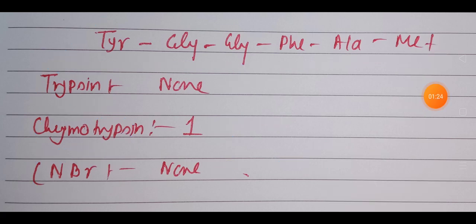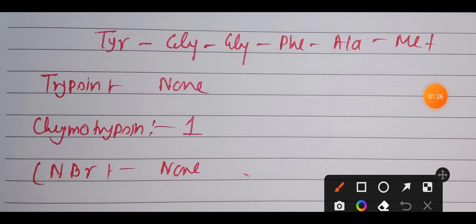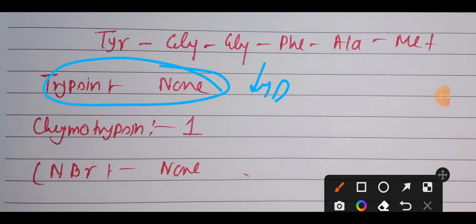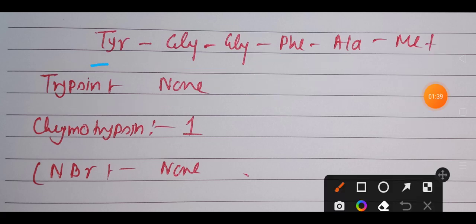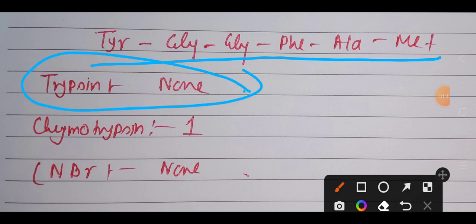Now trypsin, as I have told you in that video, will cleave after lysine and arginine, except when there is a proline after the lysine or arginine, right? So is there any lysine or arginine present? No. That means trypsin is unable to cleave any peptide bond here. Okay, that is why I have mentioned none.